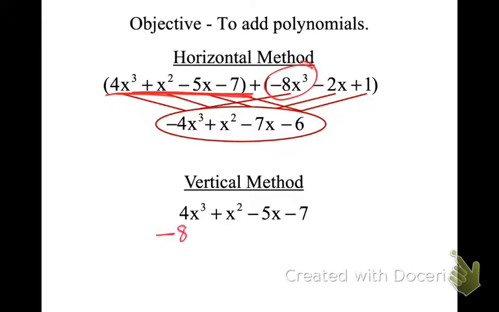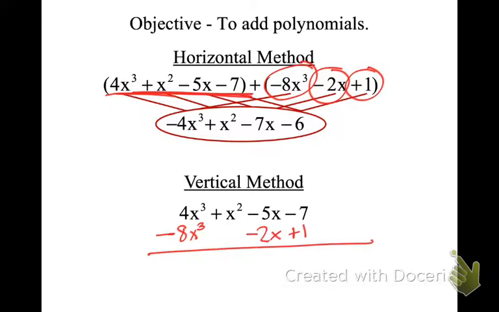So this lines up negative 8x to the third. This lines up with negative 2x. This lines up with positive 1. Now when I add, we're really only adding our coefficients. So you can see we're only adding the 4 and the negative 8, and that makes negative 4x to the third. The next one, we bring it down. The next one, we're adding negative 5 and negative 2. That makes negative 7x. And then we have negative 7 and 1, and that makes negative 6.